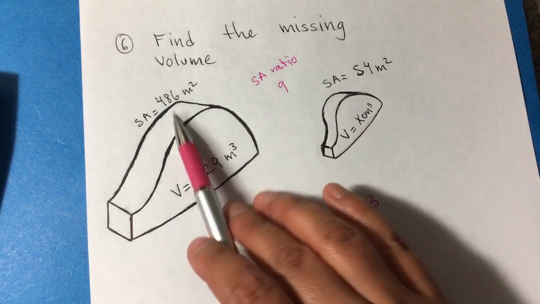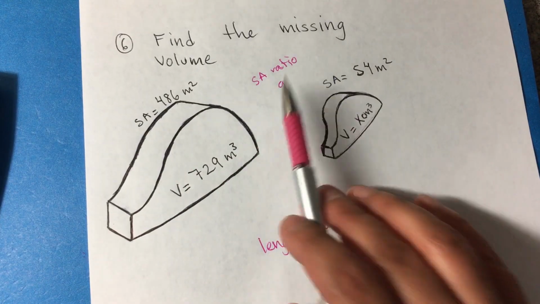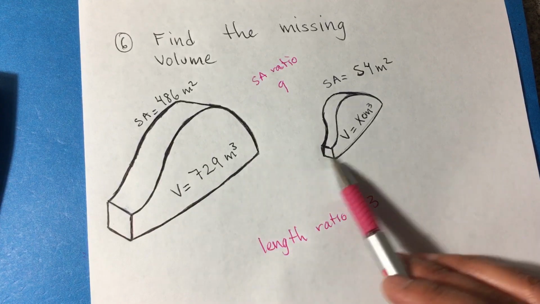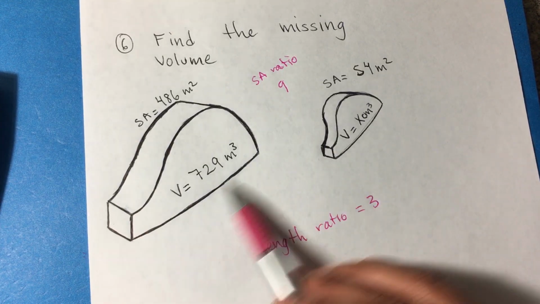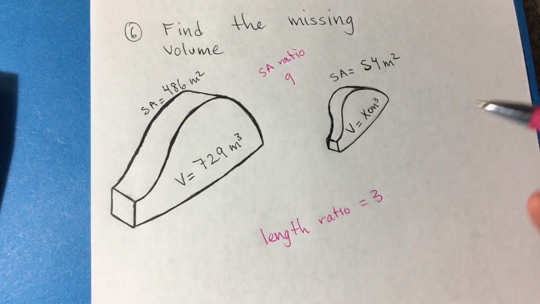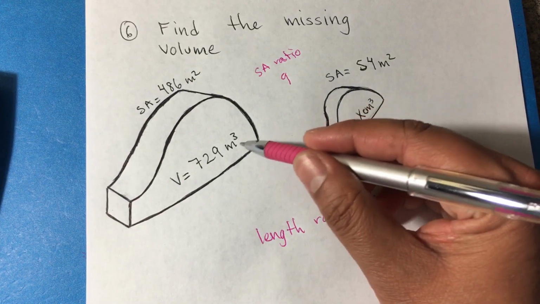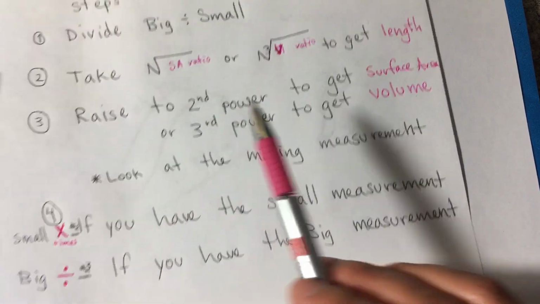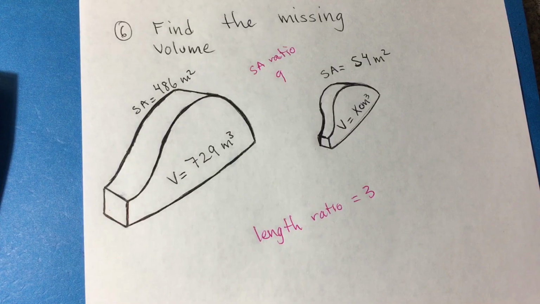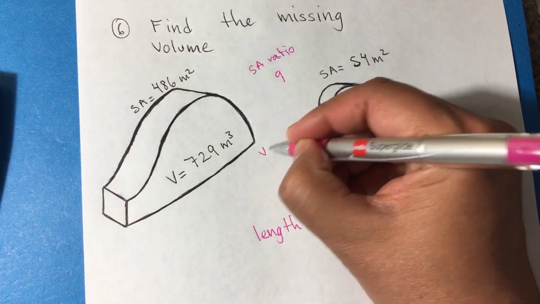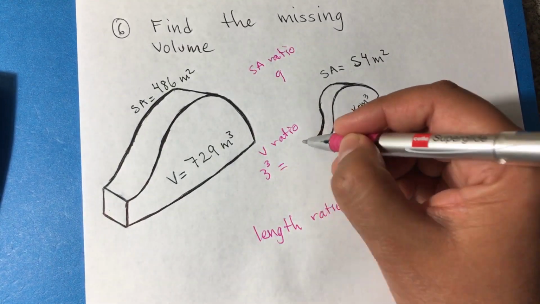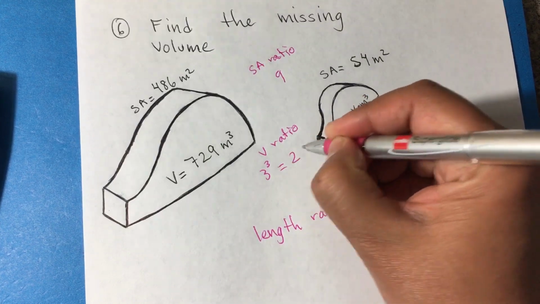So if the comparison between the two surface areas is 9, that means that this is 3 times as long as this one, okay? 3 times the length. That's what it means in here. But now we're looking for the cubic ratio, or the volume ratio. And to find the volume ratio, we need to raise to the third power, because volume is cubic. So the volume ratio is 3 cubed, which is 3 times 3 is 9 times 3 is 27.